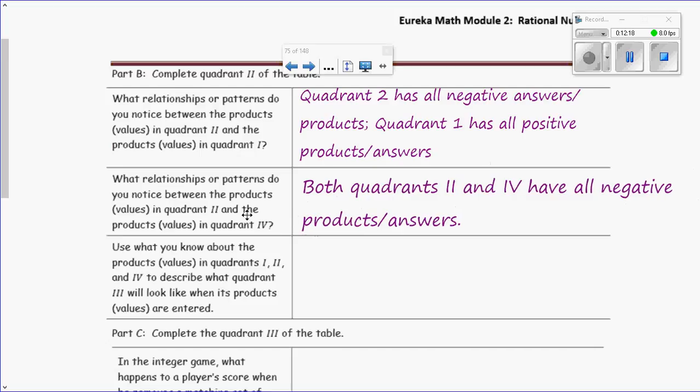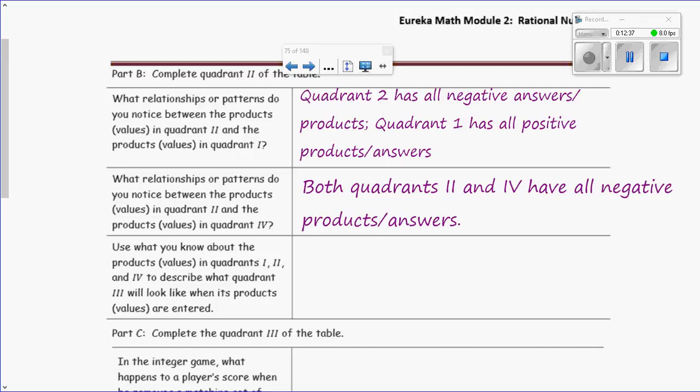So a lot of times you see products and you don't know what that word means. So let's try to get comfortable with that. Okay, so what do we know about the products in quadrants 1, 2, and 4 to describe what quadrant 3 will look like when its products or values are entered? Okay, well, I'm going to just kind of simplify that for us so it makes a little more sense.